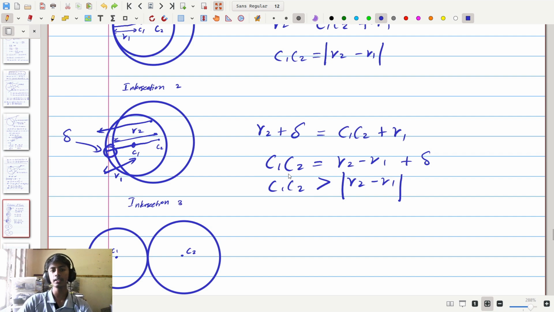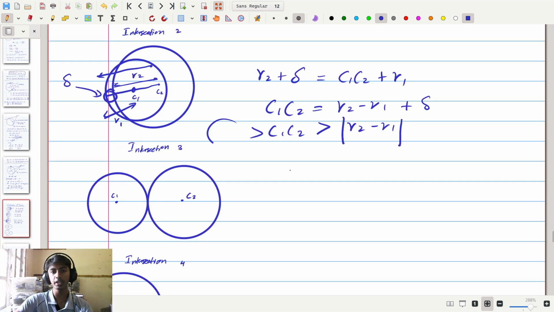Now, in order to consider the second condition that we need to have here, let's go to our next intersection. The next intersection is where one circle is completely outside the other circle, but is touching at a single point like this. At this point, in order to consider the condition that we need, let's draw the line that is between the two circle centers like this.